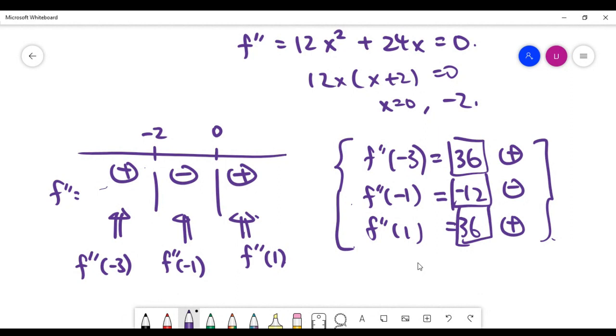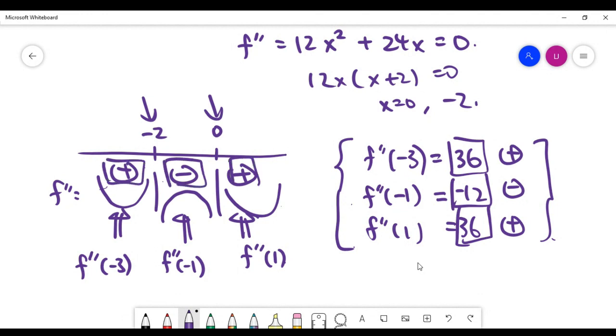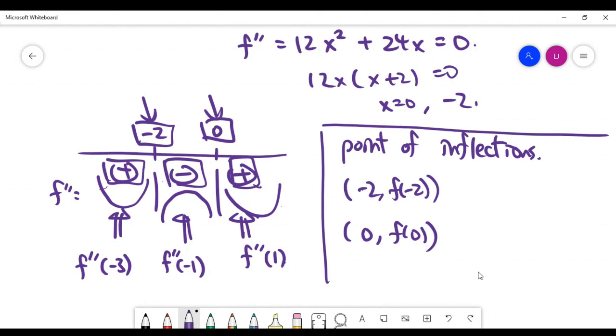As a good habit, you can draw the concavity of f directly based on this table: concave up, concave down, concave up. Now you see there are 2 points where the sign change occurs for the f double prime. The first point, x equals minus 2, is a point of inflection. The second point, 0, is also a point of inflection. So we can make the final conclusion here: there are 2 points of inflection.